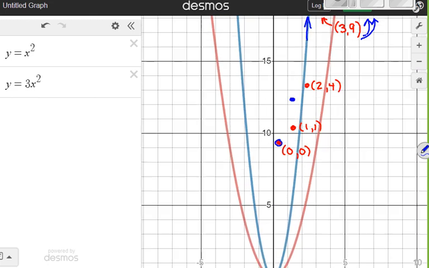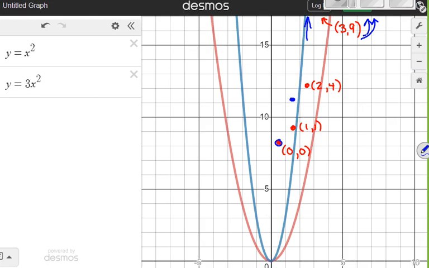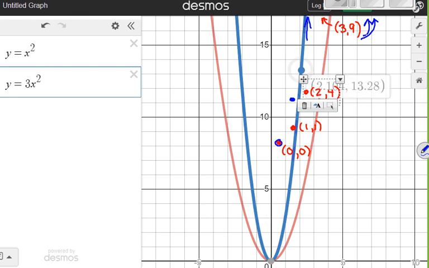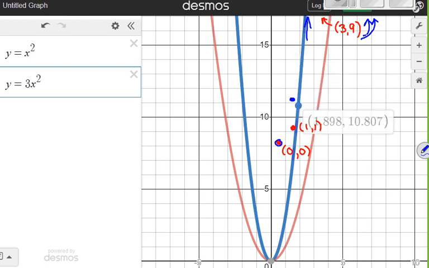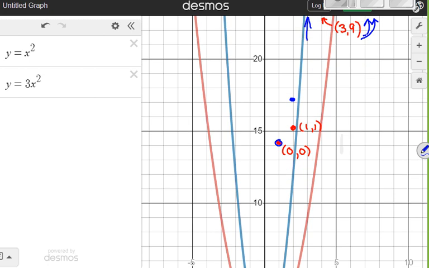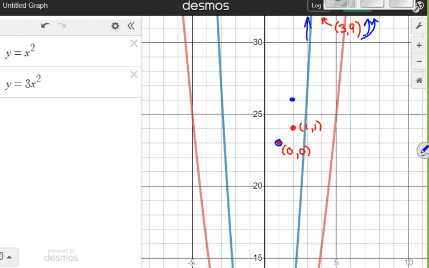Let me prove that they're there. Right here, you'll see the point 2, 12. There it is. 2, 12. Hold steady. 2, 12. All right. If you go way up above 25 there, you'll see the point 3, 27, all right, on the blue function.